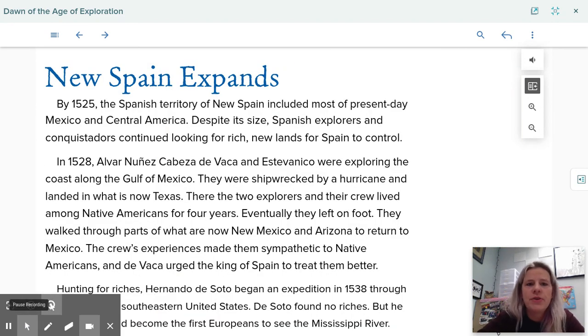All right, let's continue on with New Spain expands. By 1525, the Spanish territory of New Spain included most of present-day Mexico and Central America. Despite its size, Spanish explorers and conquistadors continued looking for rich, new lands for Spain to control.